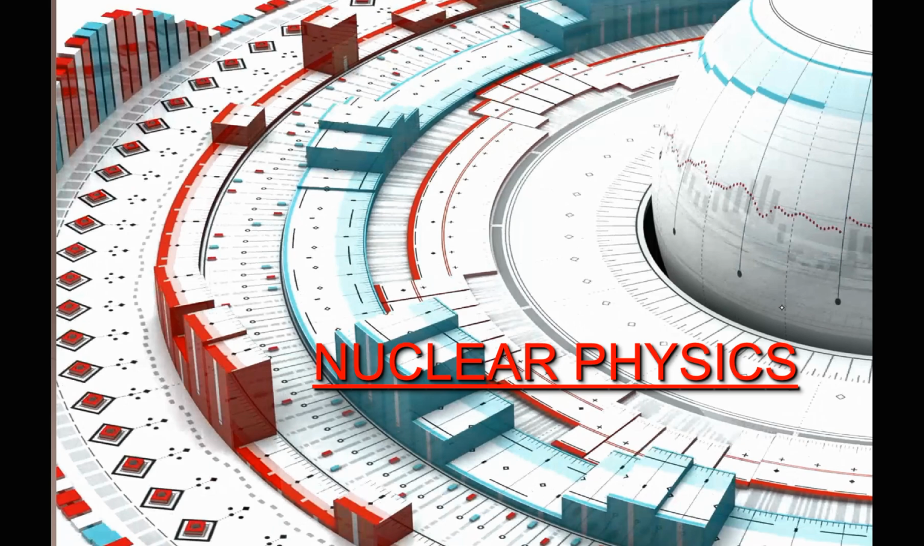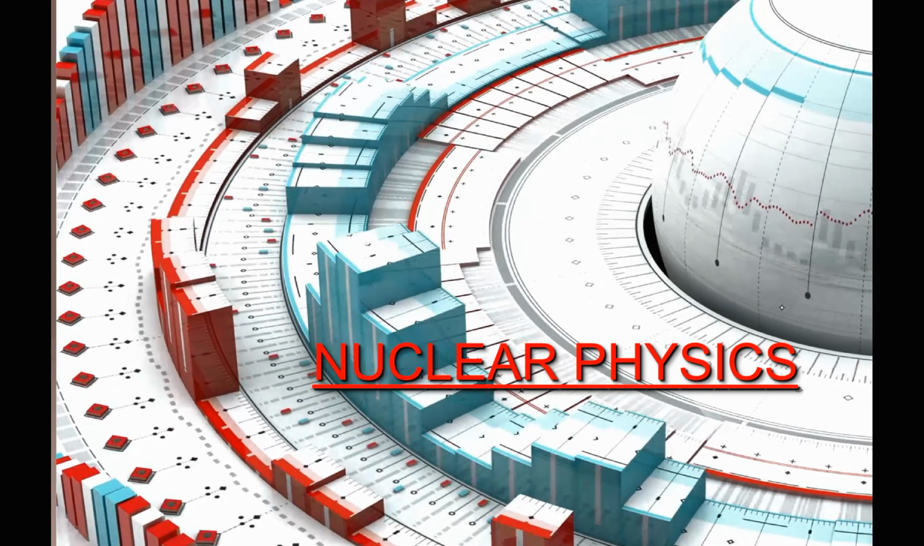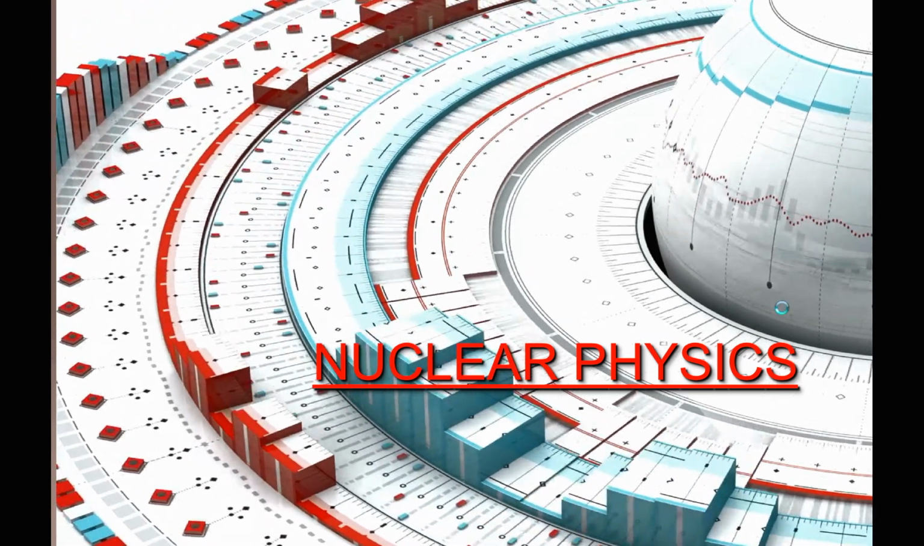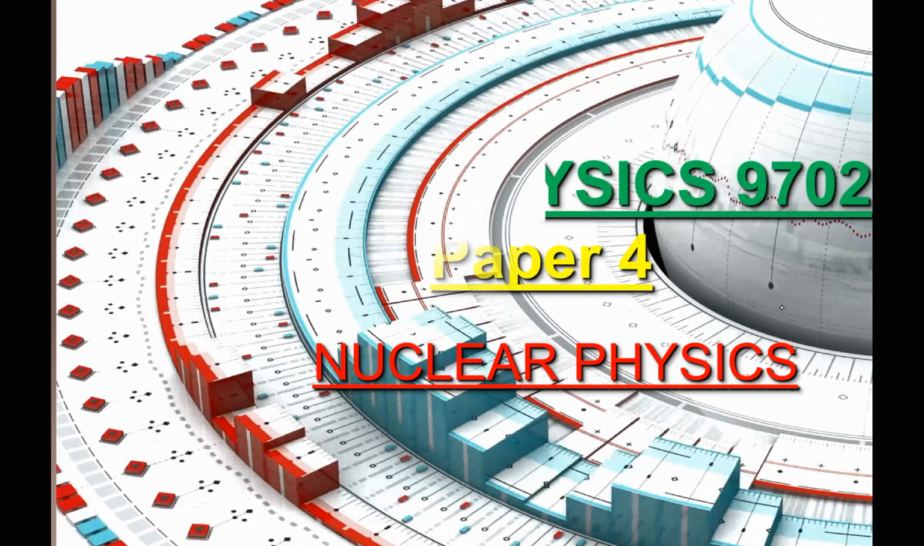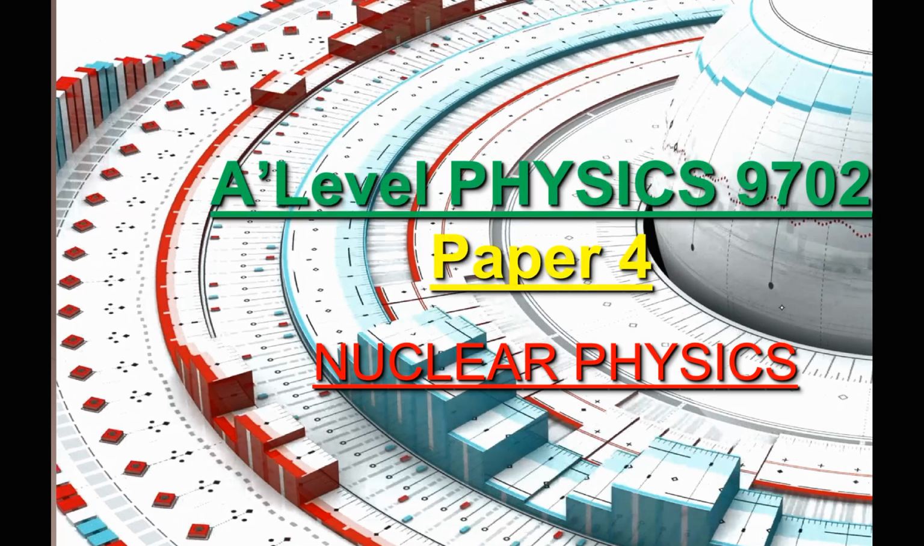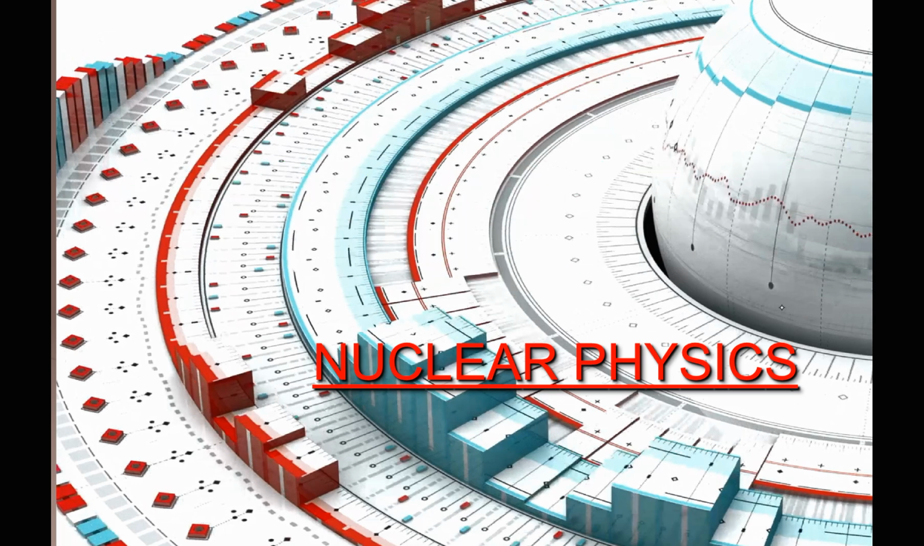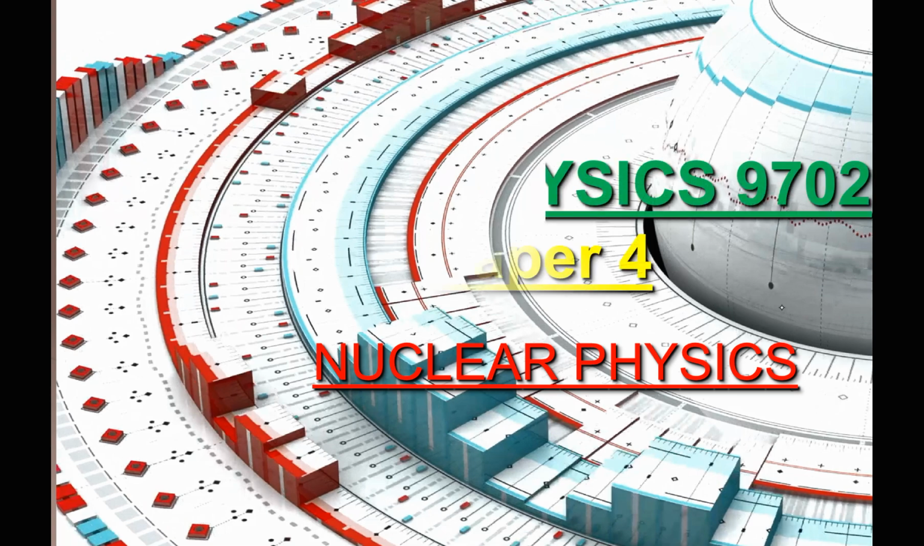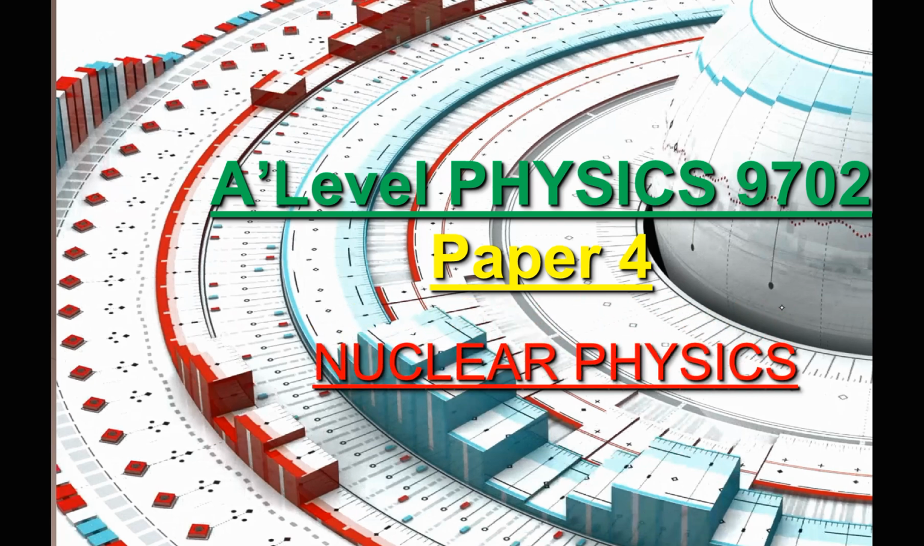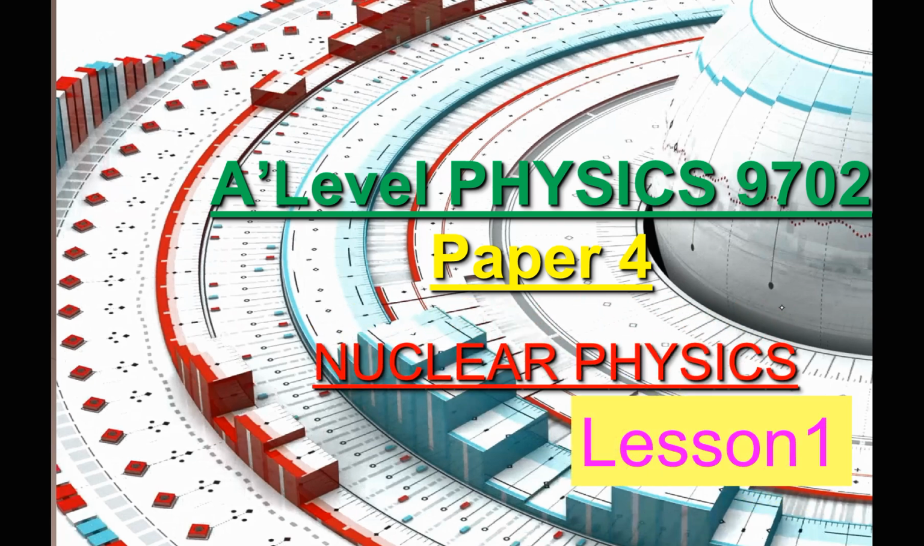So this is nuclear physics. Remember, this is A-level physics 9702, and of course nuclear physics is part of paper 4. Let this be lesson number 1. So this is going to be lesson 1, and without wasting time, let's dig deep into the lesson.